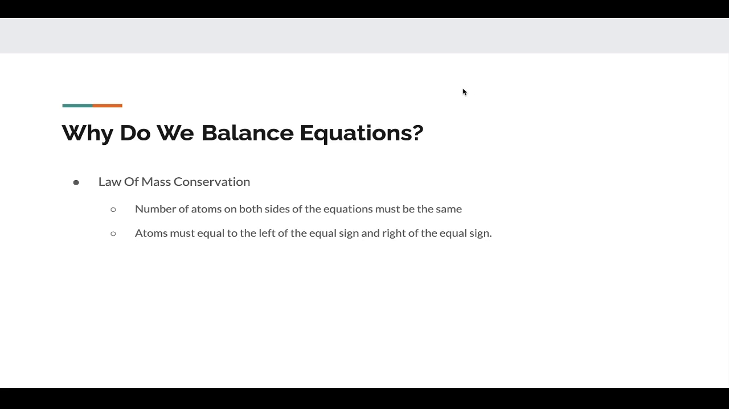So, why do we balance equations? Balanced chemical equations show the conservation of mass, such that the number and type of atoms on the left side of the arrow equal the number and type of atoms on the right side of the arrow. These equations are very important when solving problems in chemistry. We always want a balanced equation.